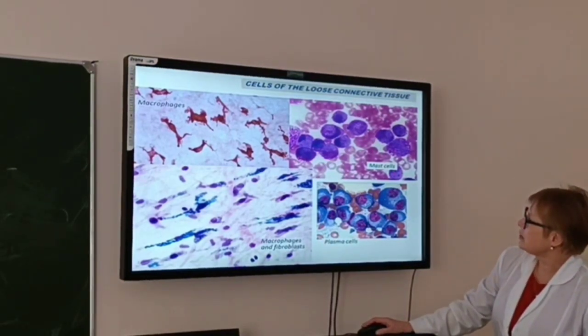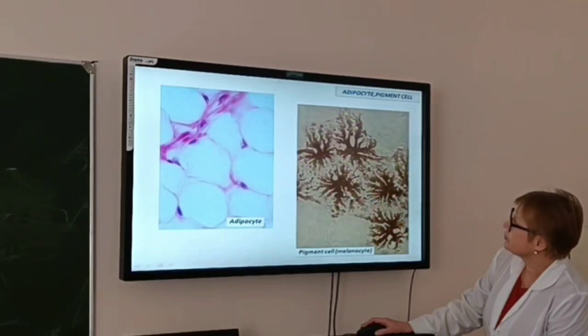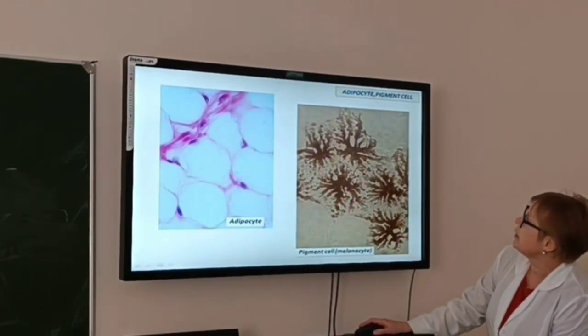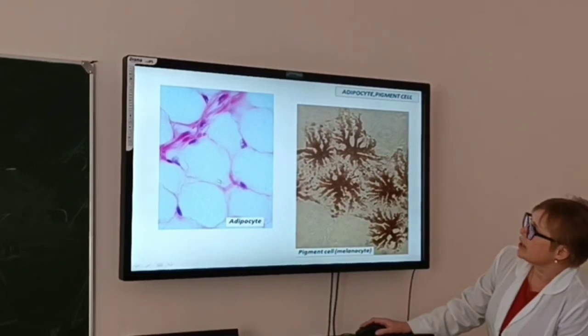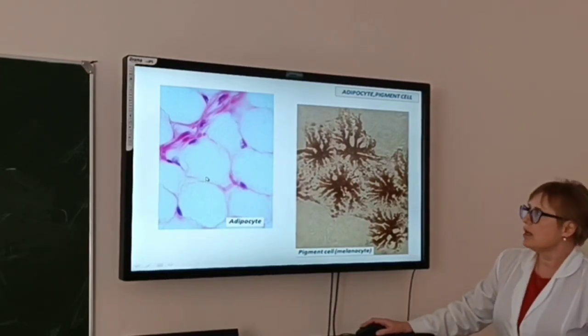Plasma cell, look please, the light part near the nucleus, and the nucleus is blue. This is a pigmental cell, melanocytes, and this is an adipose cell.